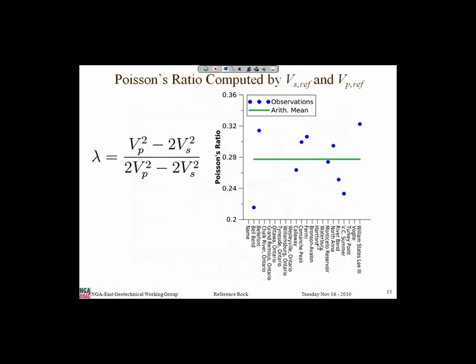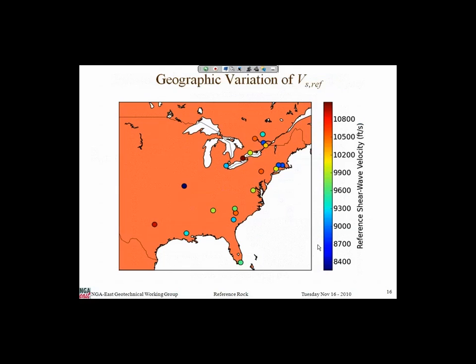And again, we have the arithmetic mean is close to about 0.28 based on the P wave and S wave measurements, where we have those measurements, and where we don't have, we end up using this value in our estimates to broaden the number of VS shear wave velocities we have.